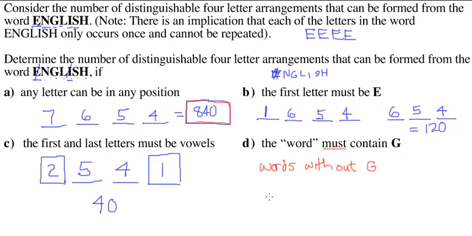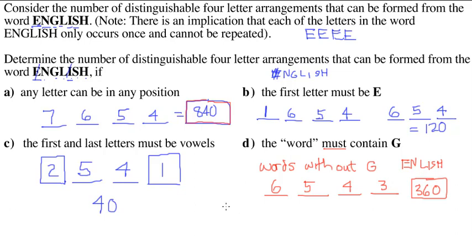So imagine that you're making a word here, and I'm telling you you can use English. You are forbidden to use the G. How many words can you make? Well, 1, 2, 3, 4, 5, 6 letters, so it should be 6, 5, 4, 3. 6 times 5 is 30, 4 times 3 is 12, 30 times 12 is 360. So what we have now is there are 840 words grand total. 360 of them don't have G.